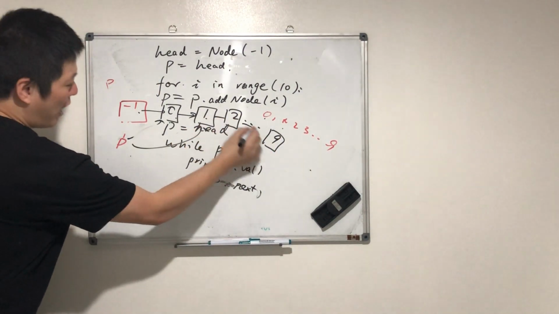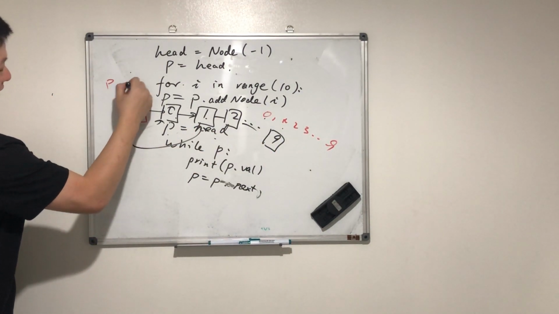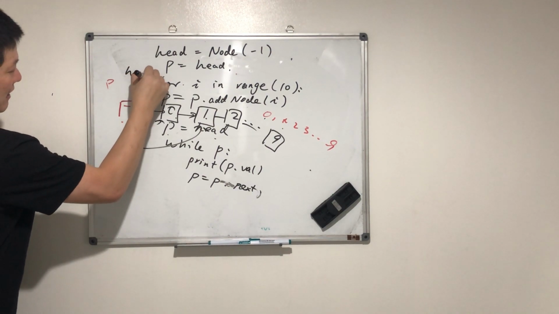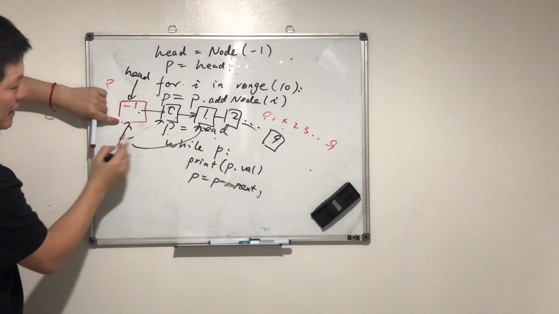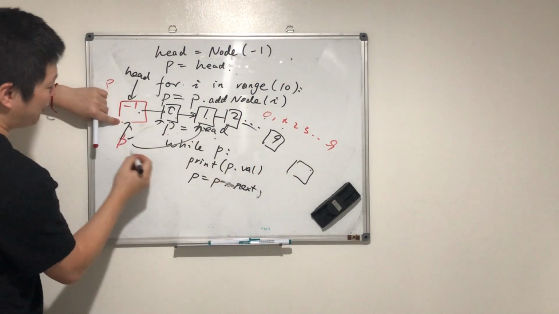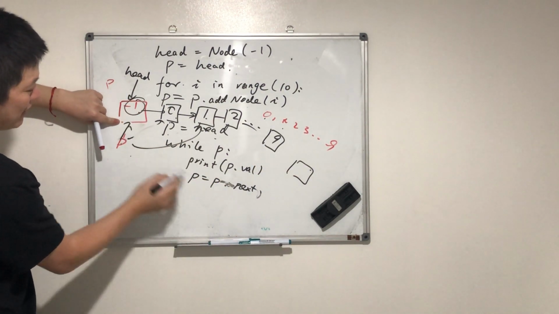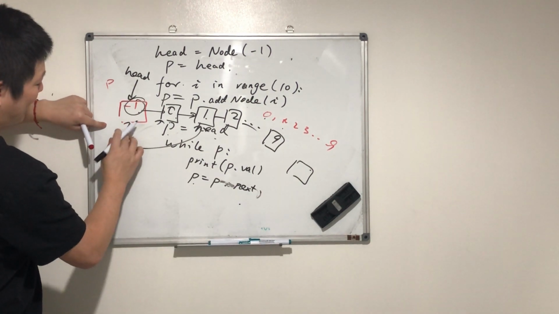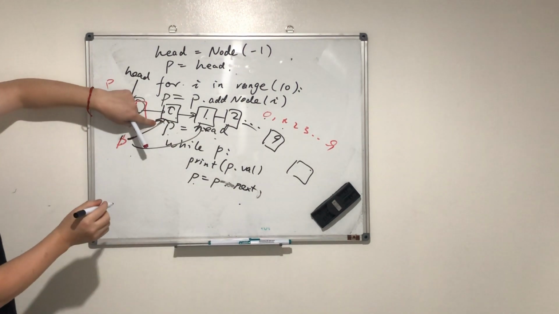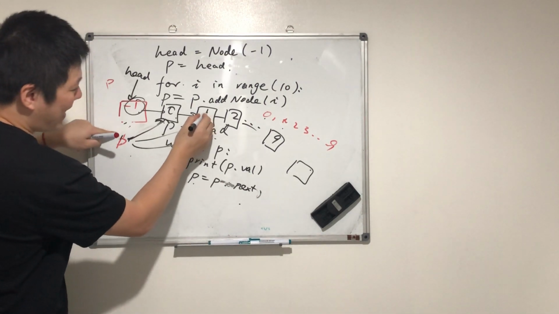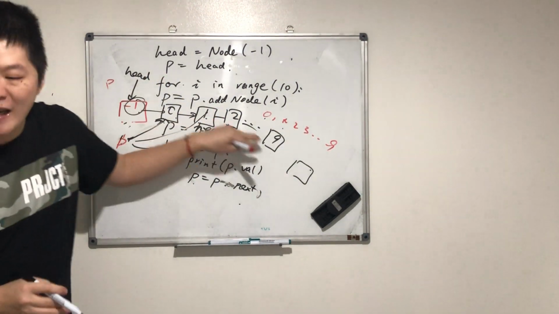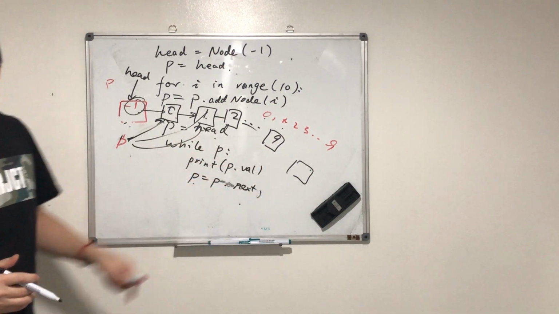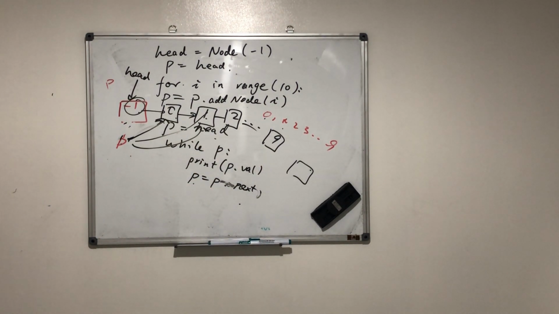Okay, and then now P equals head. Head is here. So P is pointing to here, and then while P has not reached the end, we print the value, which is -1. P equals P.next, moving P to the next. Then 0, and then move to the next and print it. So it just follows the nodes in the linked list. Got it? What's the time complexity?